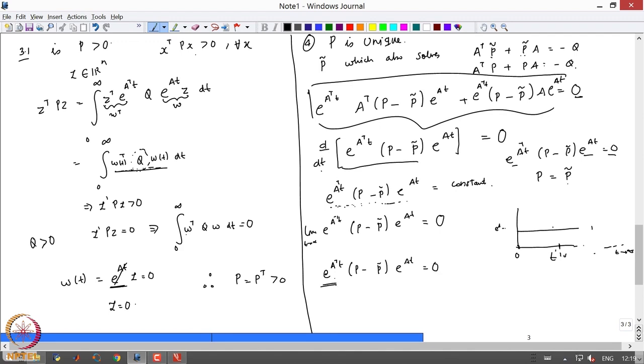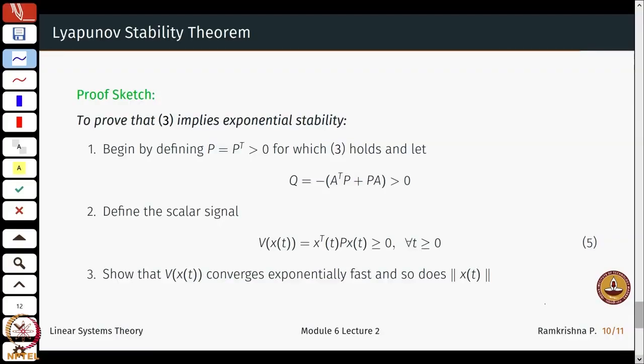I started with the assumption that the system is exponentially stable, and then I proved condition number 4, right. Now if this is 0, then I know that P is equal to P tilde. Therefore P is not only the solution, it is also the unique solution, in addition to satisfying the property of being symmetric and positive definite. Okay, so that was the proof of this.